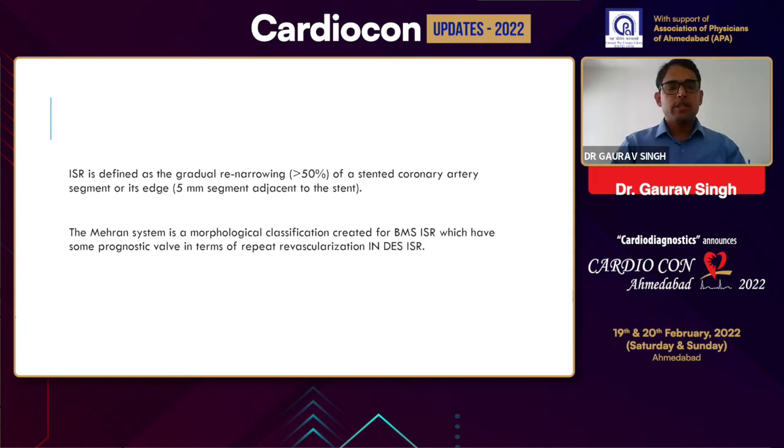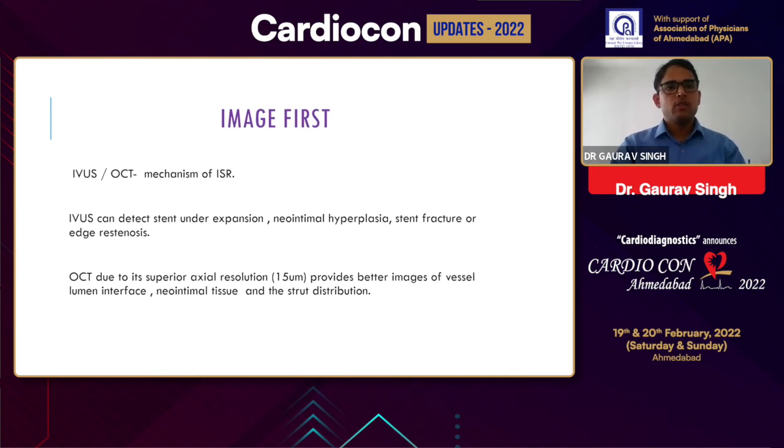So as you all know, in-stent restenosis or ISR is basically defined as gradual re-narrowing, that is more than 50%, of a stented coronary artery segment or its edge, that is the 5 mm segment adjacent to the stent. And we have a classification, the Mehran system, which is a morphological classification. It was originally created for BMS ISR, but it has some prognostic value in terms of repeat revascularization in drug-eluting stent ISR also. So what would you do first in this case?